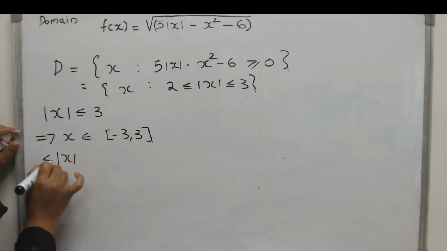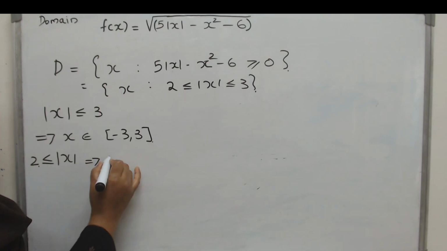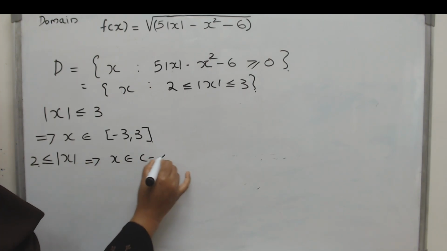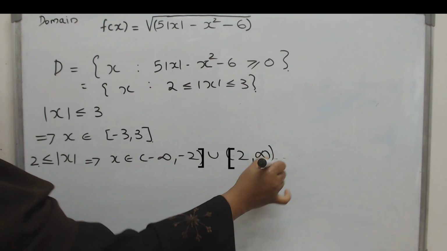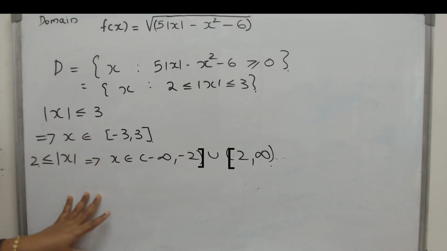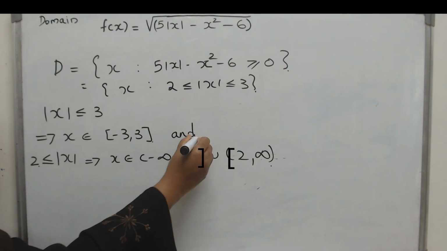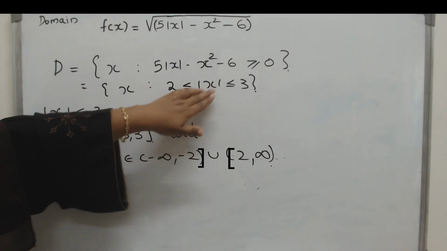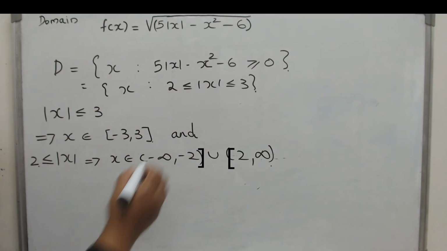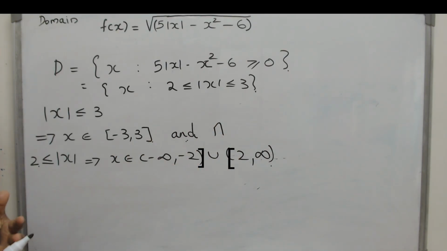Modulus of x is greater than or equal to 2. 2 is a lower limit, which means what? You have to take the intersection of both, not the union. Remember the intersection. Whenever you hear the word and, modulus of x has to be greater than 2 and it has to be less than 3. Remember, whenever you hear the word and, what you are looking for is intersection.